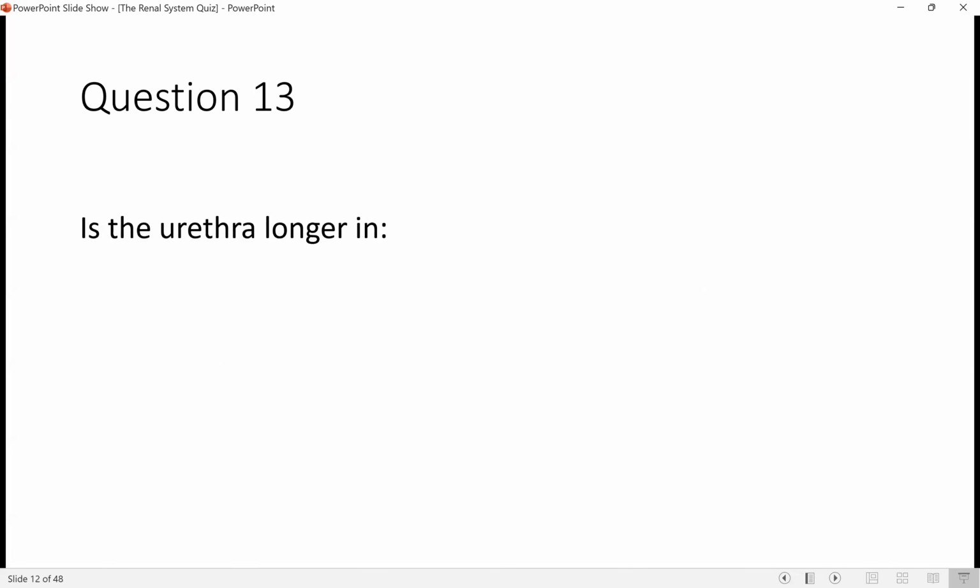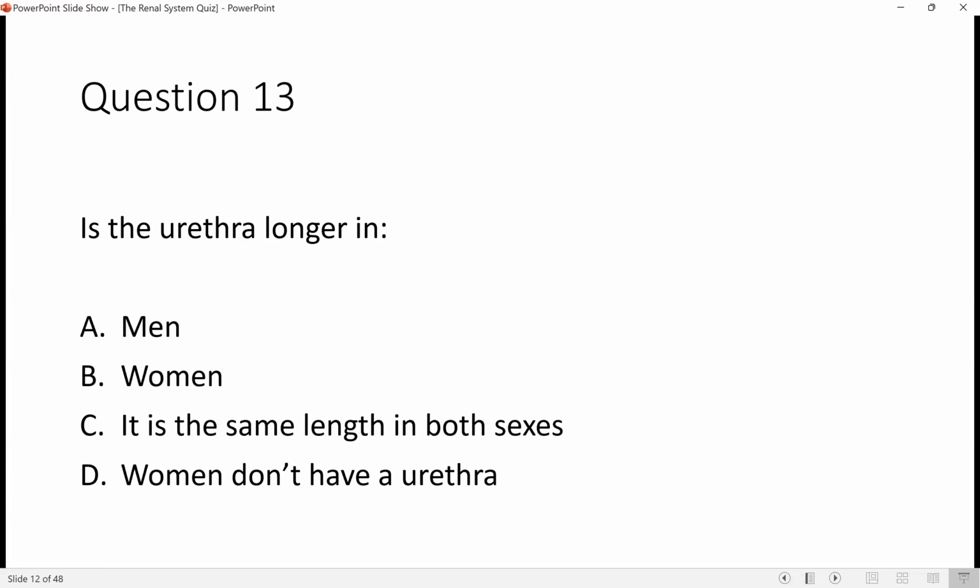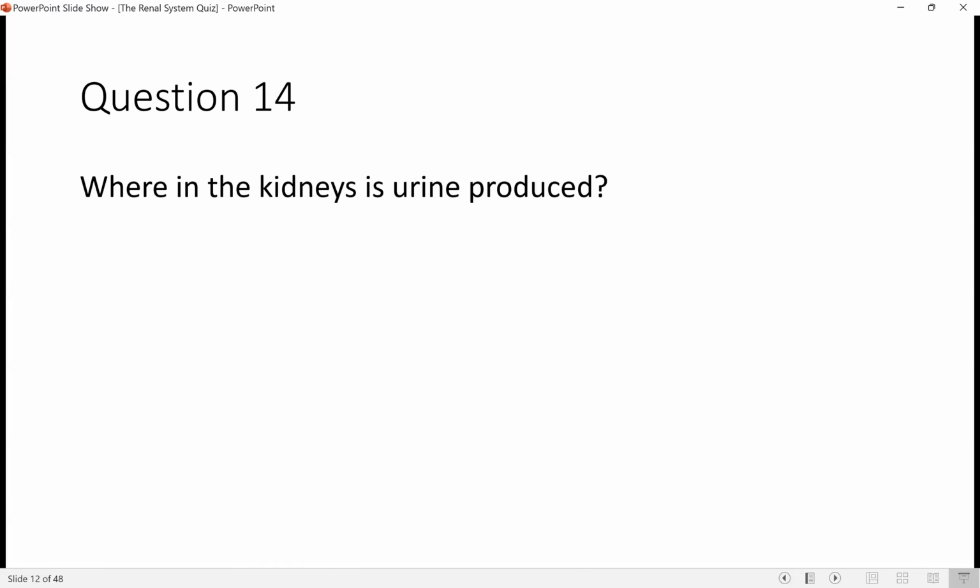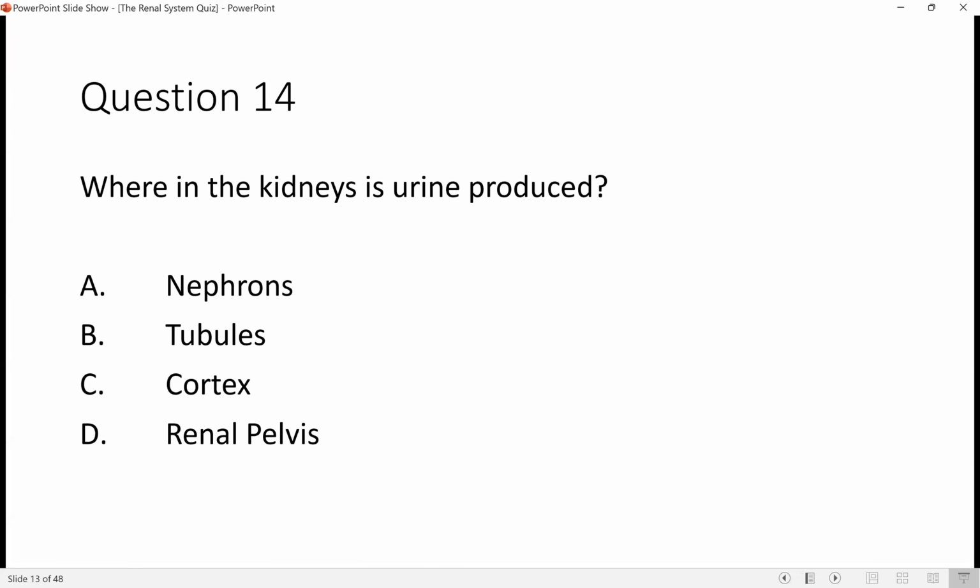Question 13. Is the urethra longer in men, women, is it the same length in both sexes, or women don't have a urethra? Question 14. Where in the kidneys is urine produced? Is it the nephrons, tubules, cortex, or renal pelvis?